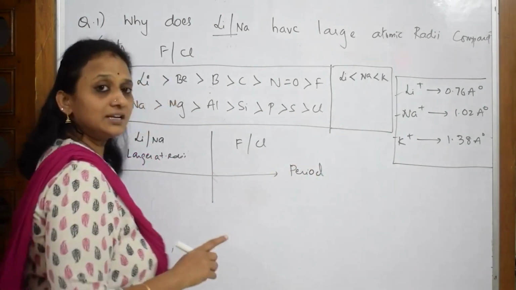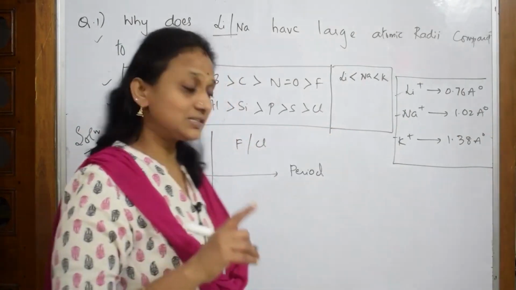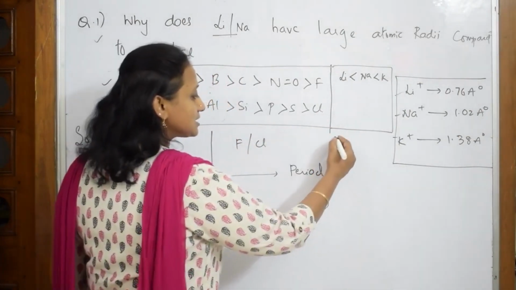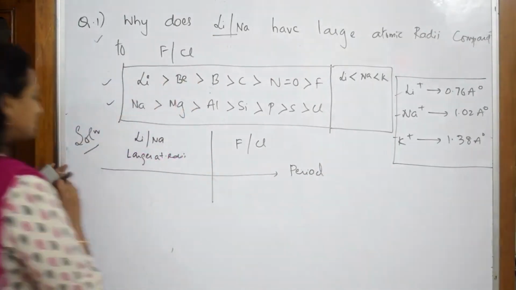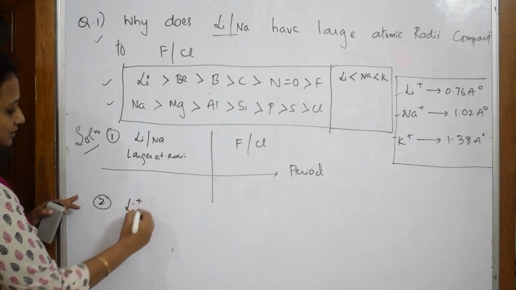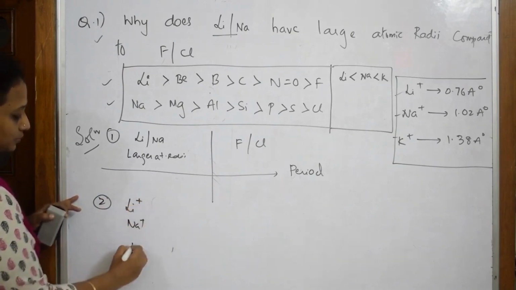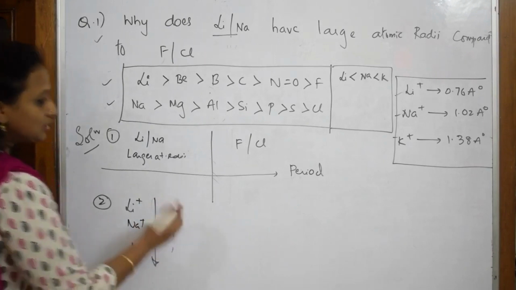And there is one more piece of information given here: lithium, sodium, potassium. What is that data? Let us write that concept here. This is the first data, this is the second data. Here they have given us values for lithium plus, sodium plus, and potassium plus. Where are we going? We are going from top to bottom in a group. Now let us justify.